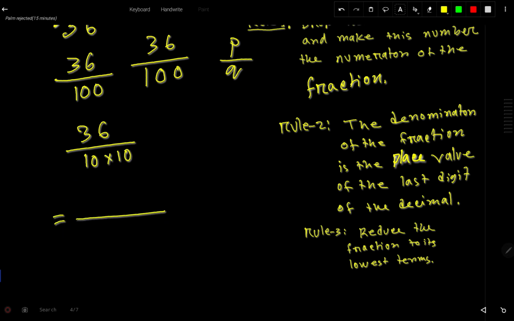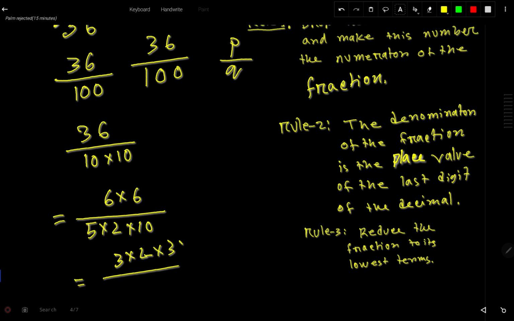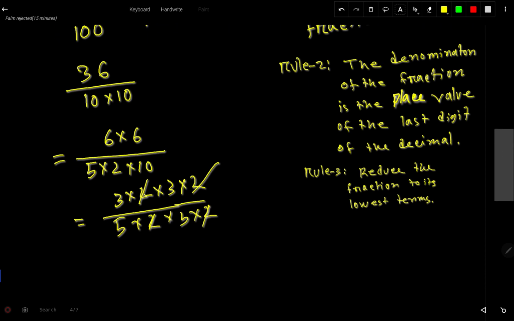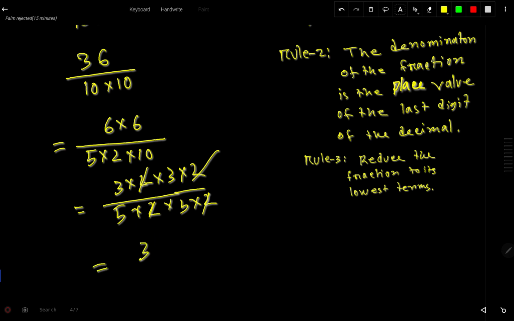So we can write 36 as a product of two numbers, 6 times 6 is 36, and we can split this 10 as 5 times 2. We can also split this 6 as 3 times 2, 3 times 2, right? So we can split this 10 as 5 times 2. So these two cancel each other, these two cancel each other. So we are getting here, look, 3 times 3 and 5 times 5.